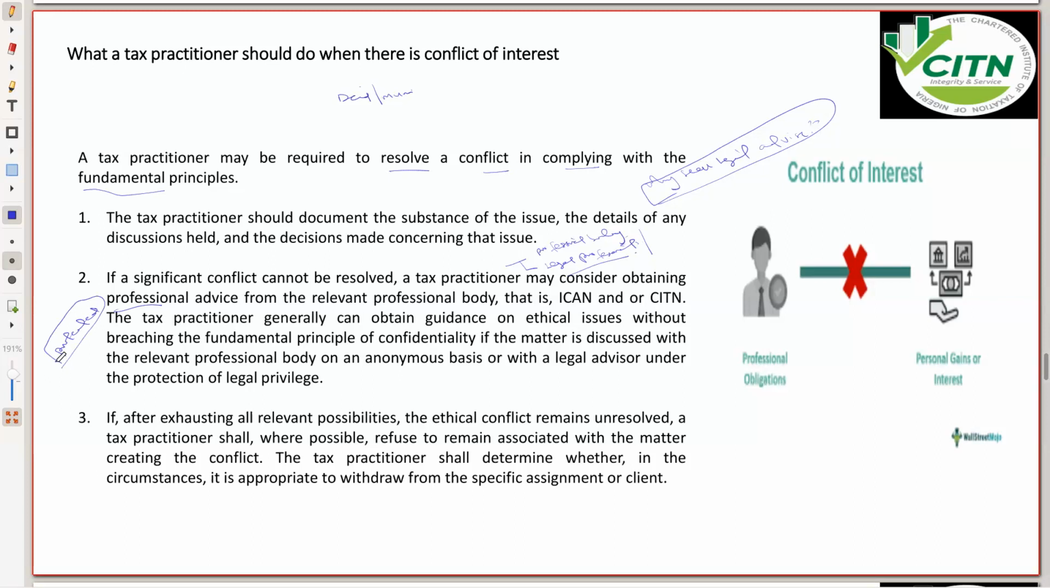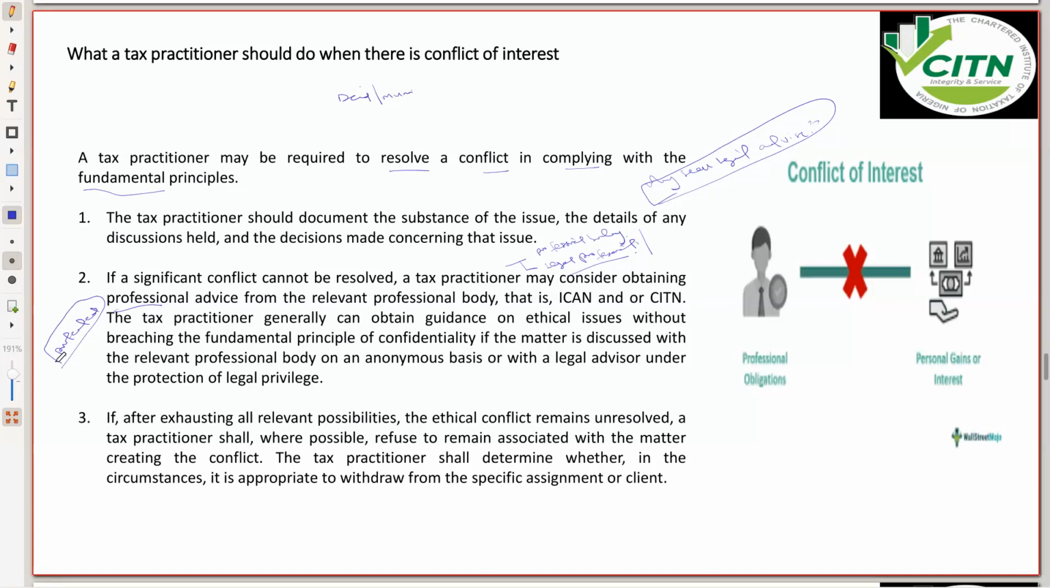Very important. Now, if after exhausting all relevant possibilities, the conflict remains unresolved, the tax practitioner shall, where possible, refuse to remain associated with the matter creating the conflict. So if it has to do with a particular engagement, I want to say, okay, I don't think I'm in a position to continue with this, or I don't want to be a part of the team involved in this particular activity. So those are the steps a tax practitioner would want to take where there is a conflict.